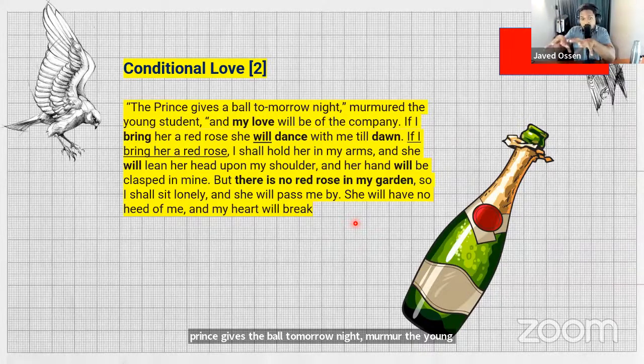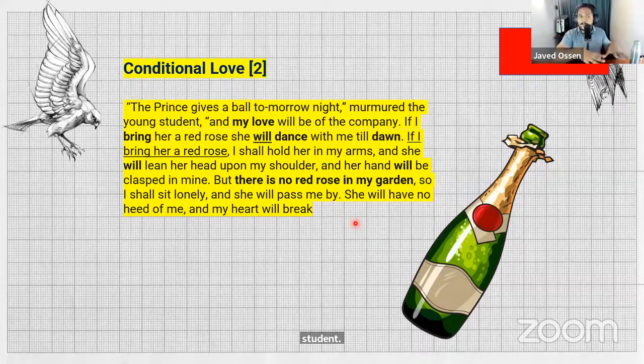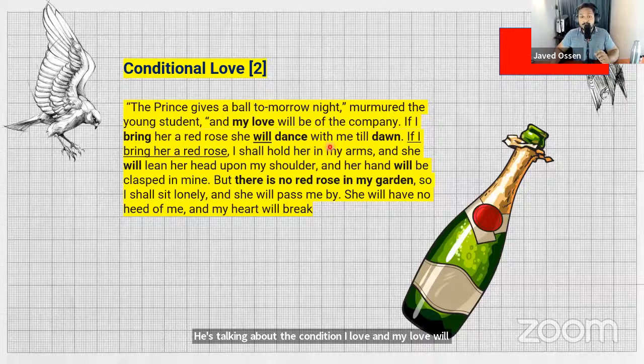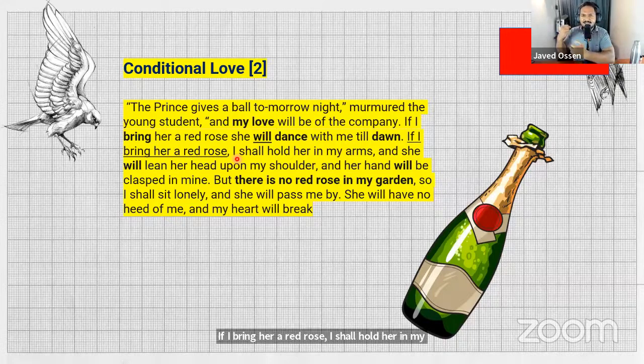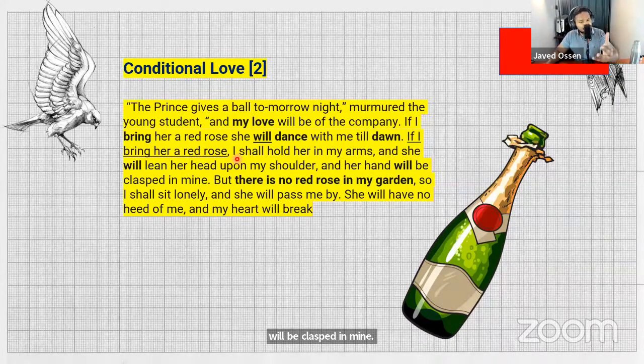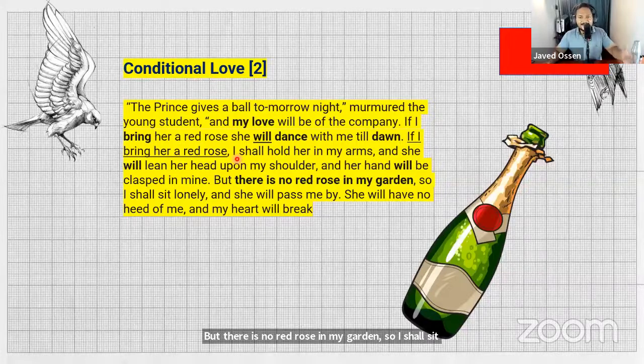He's talking about the conditional love. And my love will be of the company. If I bring her a red rose, she will dance with me till dawn. If I bring her a red rose, I shall hold her in my arms, and she will lean her head upon my shoulder, and her hand will be clasped in mine. But there is no red rose in my garden, so I shall sit lonely, and she will pass me by. She will have no heed of me, and my heart will break.